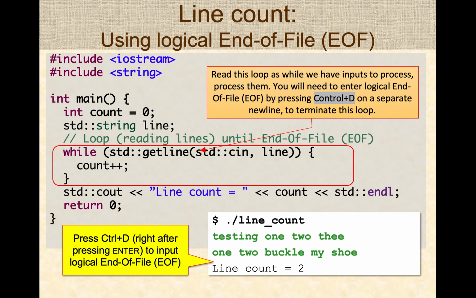So the program keeps on reading line by line from the user until the user enters Control D. And notice where the Control D is entered. You enter the lines of input, and then on a separate line, you press Control and D to indicate logical end of file.